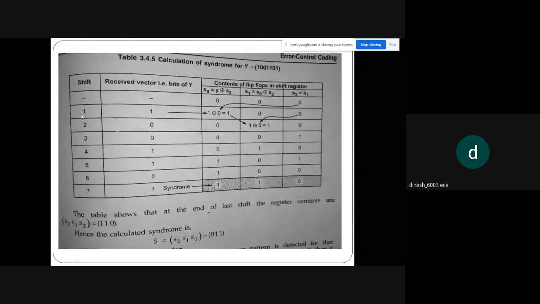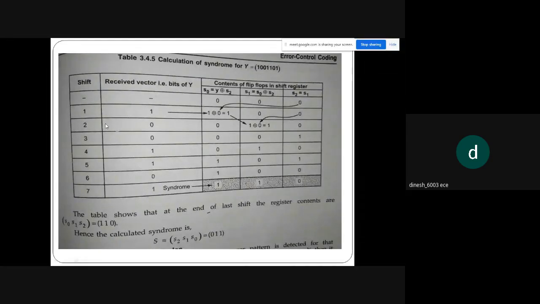Let us see the first bit of the sequence of Y, which is 1. Give it to S0. So S0 is equal to Y modulo 2 addition S2. Y is given as 1. S2 is here, so bring this S2 from the previous state, which is 0. So 1 modulo 2 addition 0 is 1 always. Write it here.